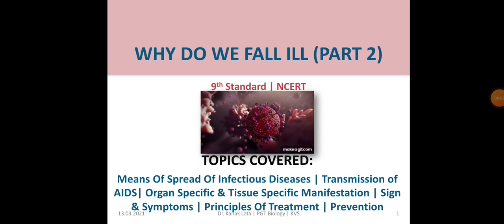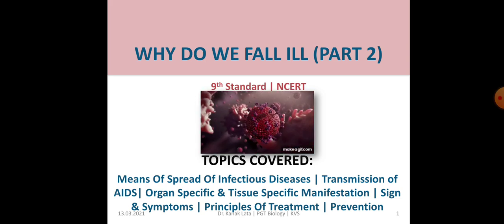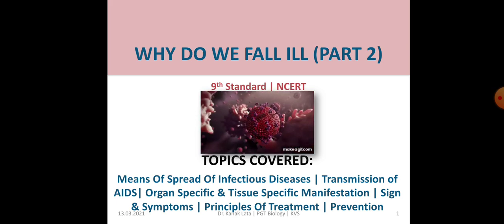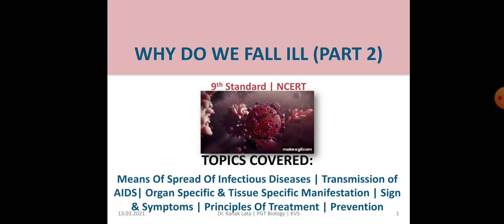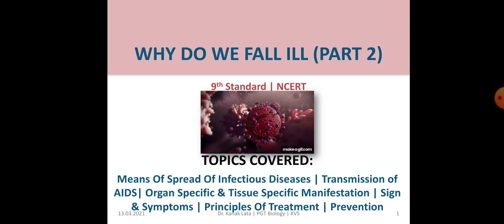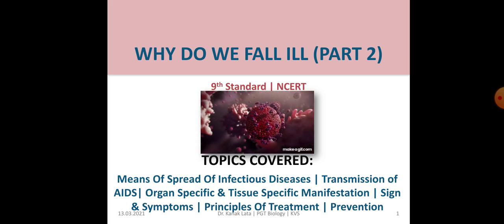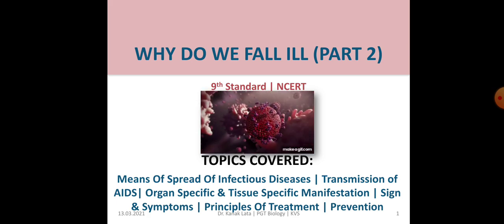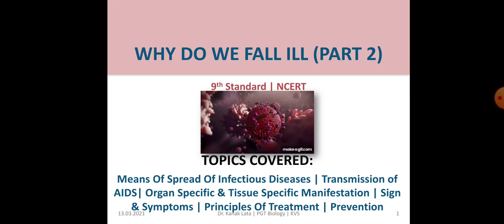Hello friends, today I am here with Why Do We Fall Ill Part 2 of ninth standard. In today's session, we are going to discuss the means of spread of infectious diseases, transmission of AIDS, organ-specific and tissue-specific manifestation, signs and symptoms of disease, and principles of treatment and prevention of diseases. So let us start the session.